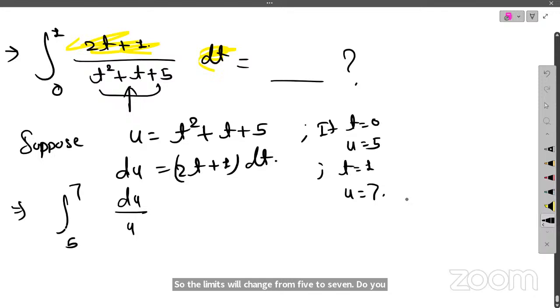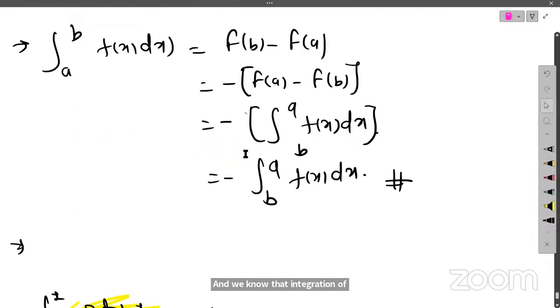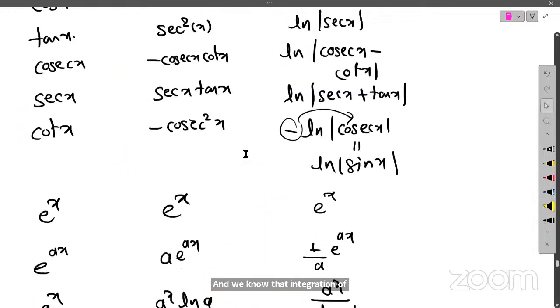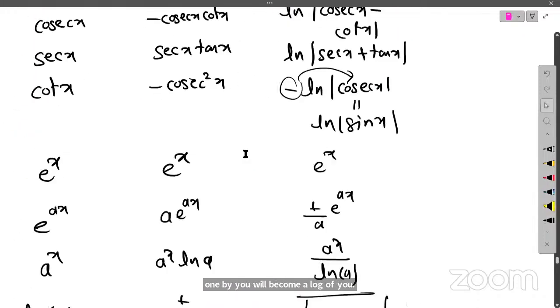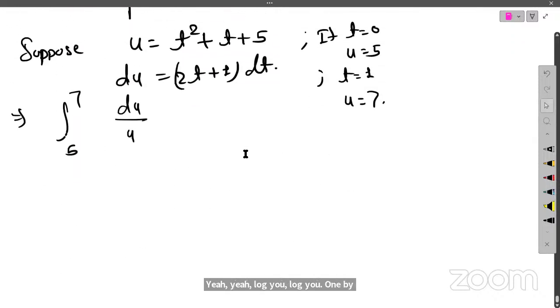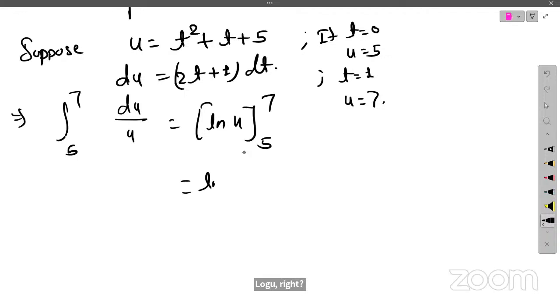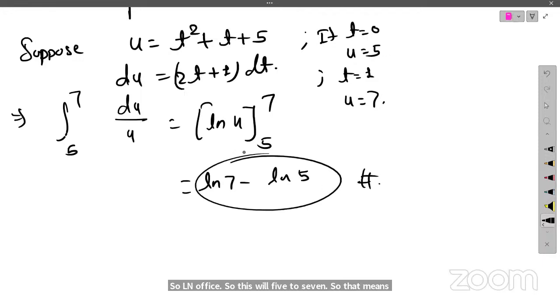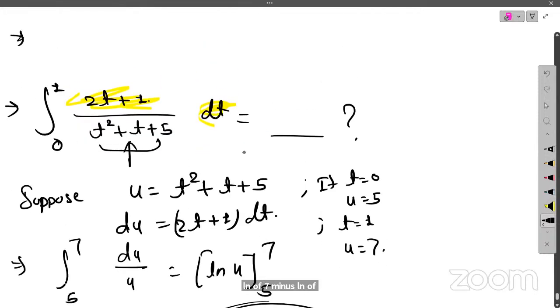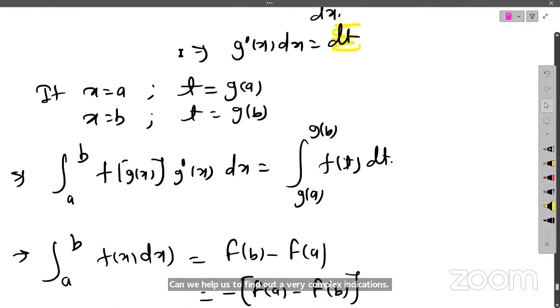And we know that integration of 1 by u becomes natural log of u, ln of u, from 5 to 7. So that means ln of 7 minus ln of 5. So this is our answer. Ultimately, this method of substitution can help us find very complex integrations. Okay, is that fine? Any other doubt?